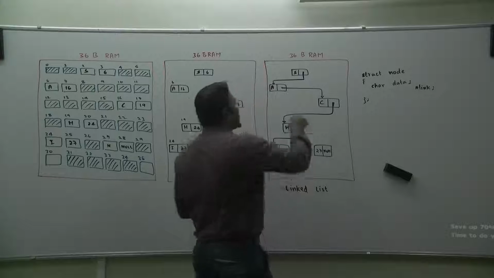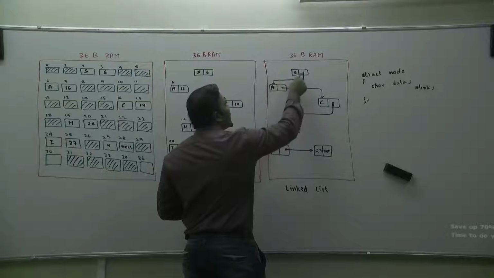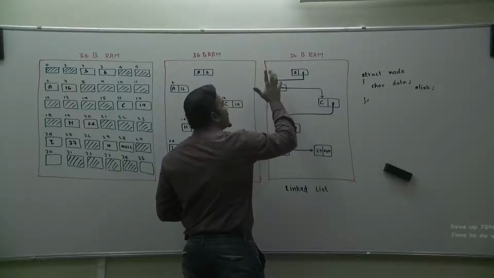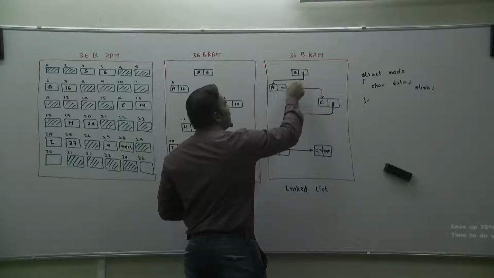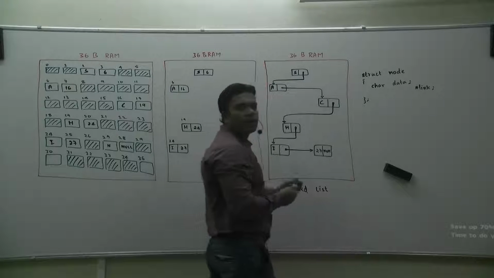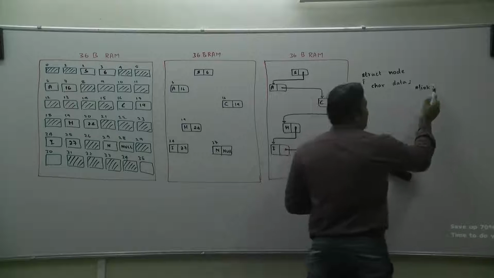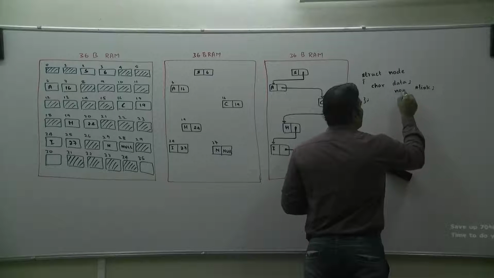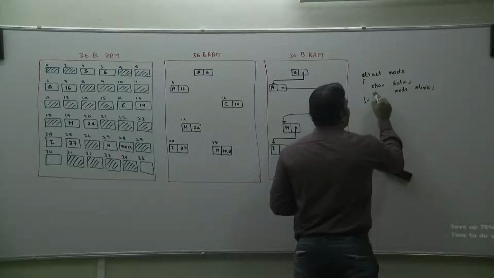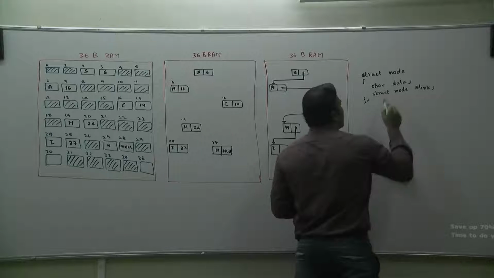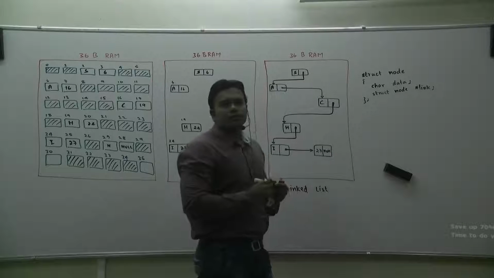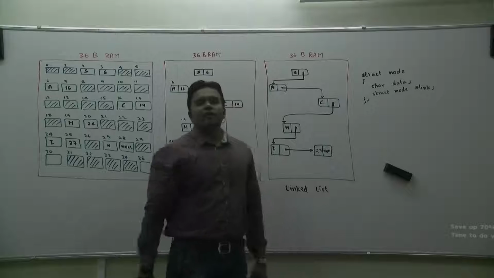Who is that pointer pointing? An average student would think that this pointer is pointing to this character. It is not a character pointer. It is pointing to the entire node. Oh, so link is a pointer pointing to a node. But as I told you, in C language, we call it as struct node. Like this, we have to define a structure.